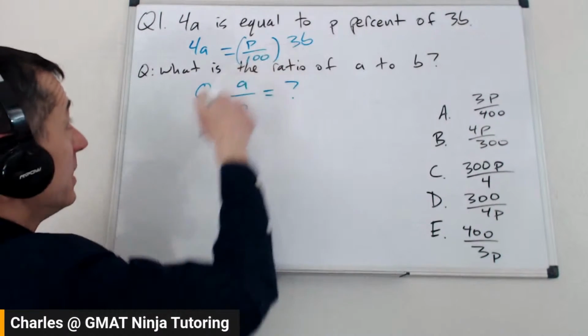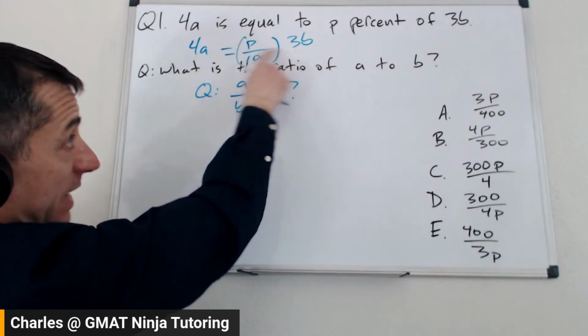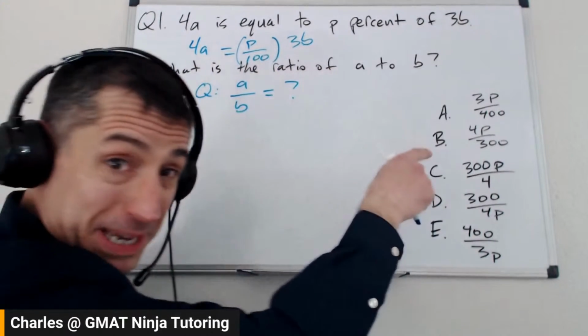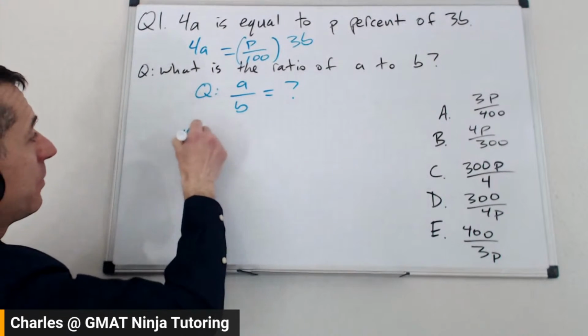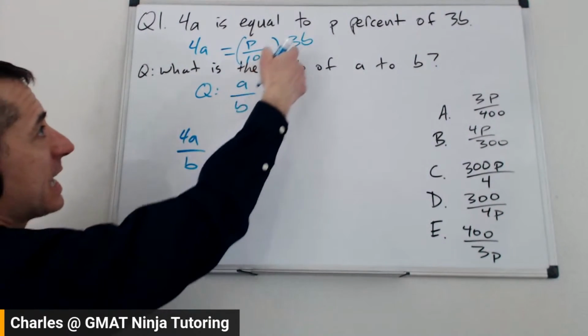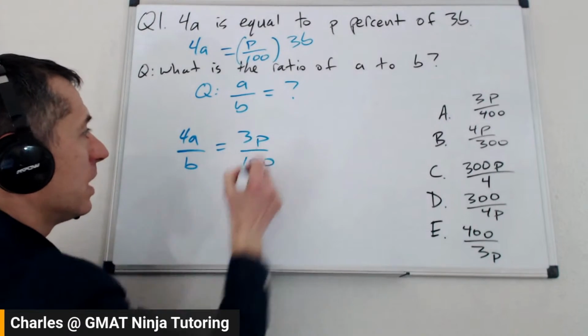Not too bad here. So all we really need to do is divide by b from both sides. Divide both sides by b. I said that awkwardly. So if we do that, we get 4a over b on the left side. The b goes away from the right side. So we have 3p over 100.